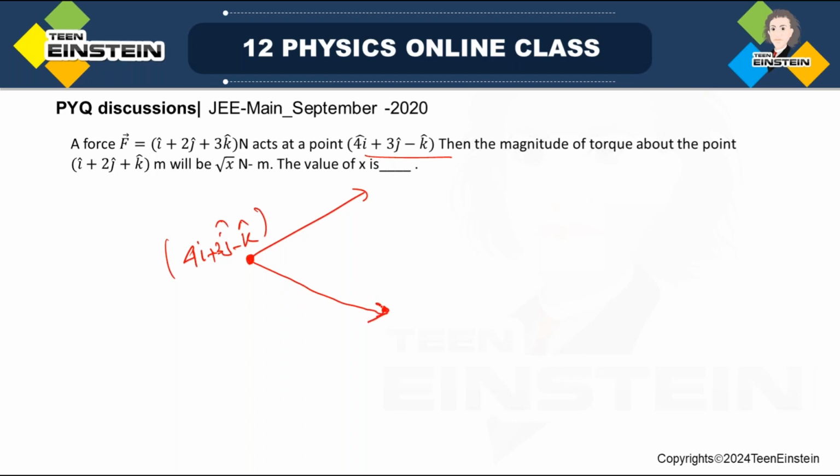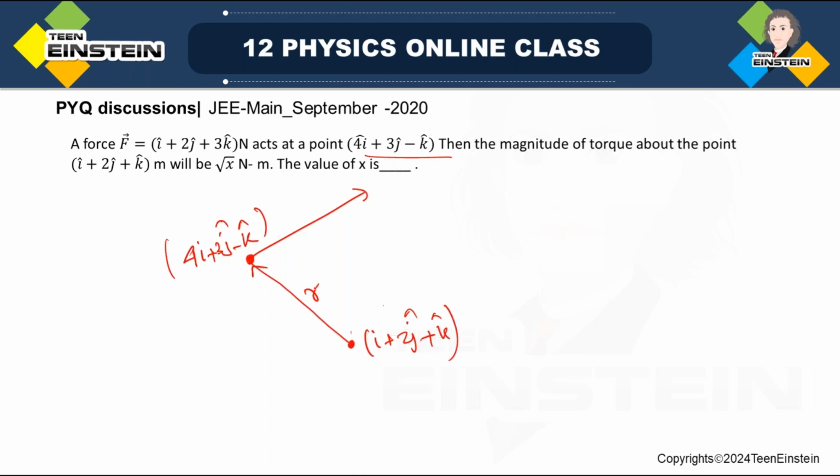Okay, at this point, I have to find the torque about this point. This is the point here. Sorry, this point should go like this. Okay, this is the point. About this point I have to find out the torque, with force 2j plus k cap.